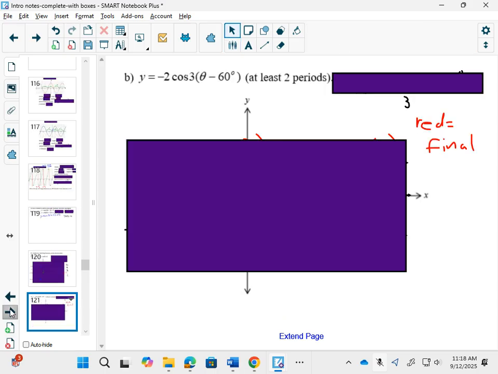Second example. Ooh, it's in degrees. Controversy. Two years ago, or was it on your exam last year, that they had a graphing one in degrees? People didn't like it. Right? So now instead of your period being 2 pi over your b value, your period would be 360 degrees divided by your b value, which is 120 degrees. And we have to graph at least 2 periods.